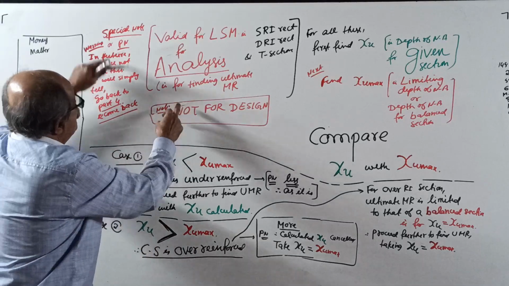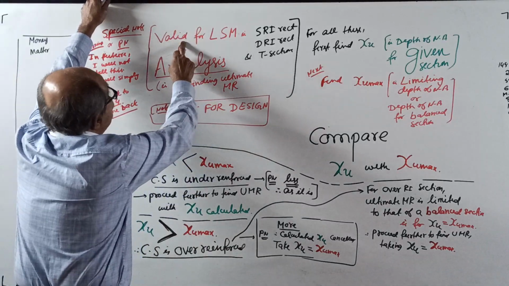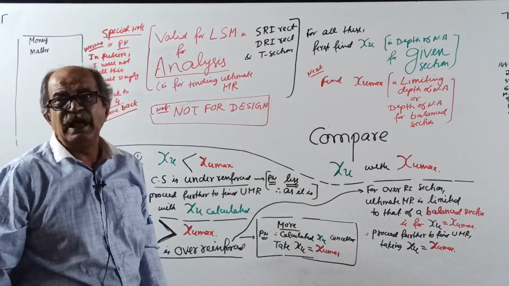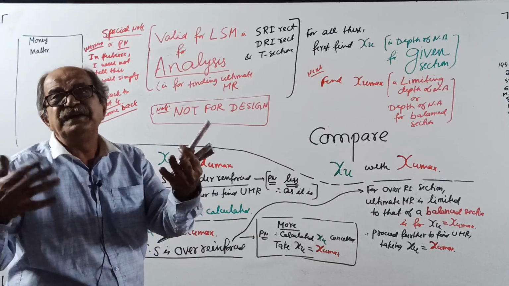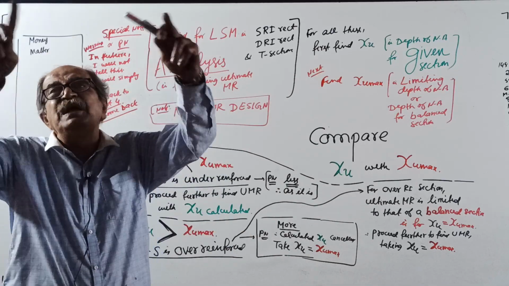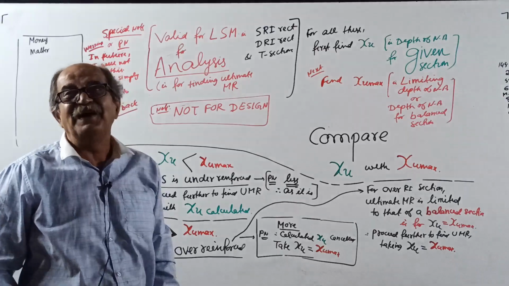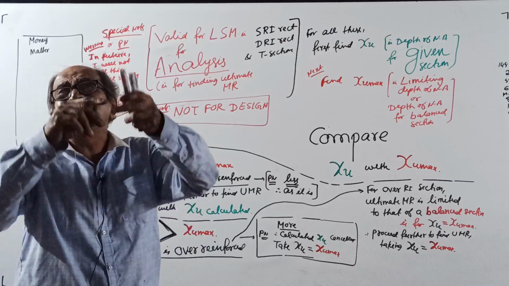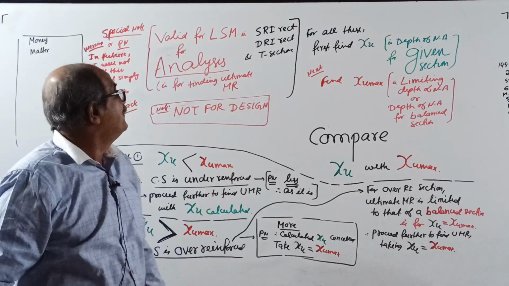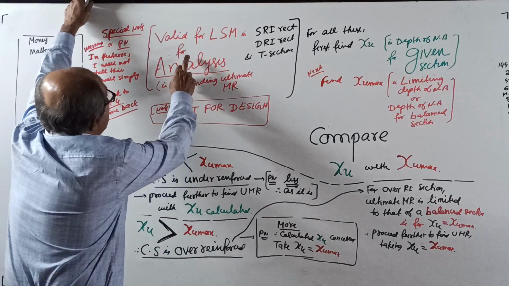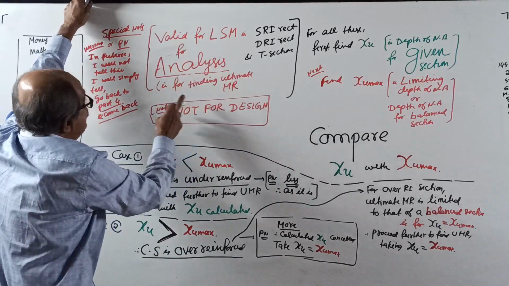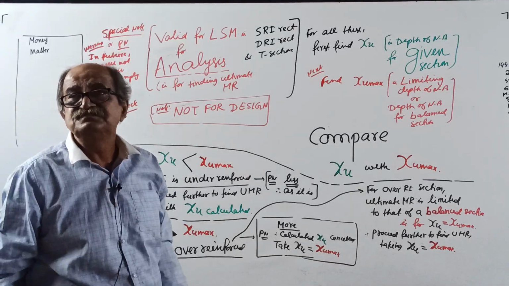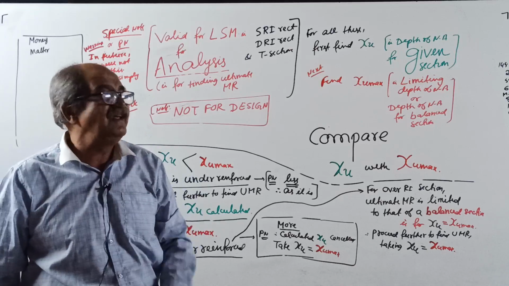This is valid for the limit state method. Single line post or double line post, rectangular sections or T section or any section. For that matter, amoeba section also will do. I will tell sometime, tension side steel, compression will be spread then, and you have to struggle. So any section will do. But remember, only for analysis, that is for finding ultimate MR. This is not for design. Design means something else is there.